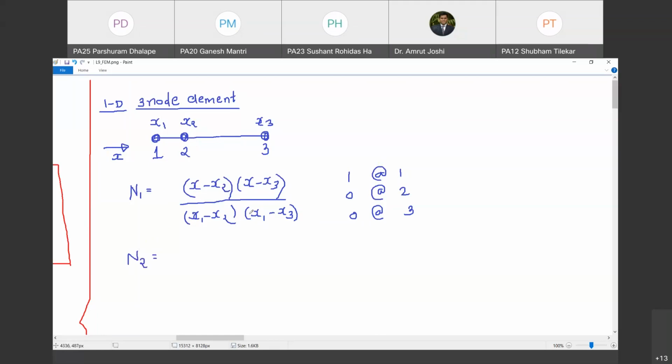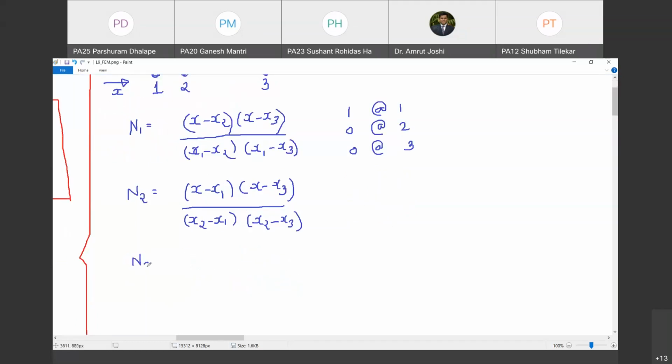Now I am not going to write all this. I want n2 to be 0 at 1. So what should I have? X minus x1. Naturally, I want n2 to be 0 at 3. So what do I want? X minus x3. You have to think of these conditions in your mind. And I want it to be equal to 1 at 2. So what will I have to do? I will have to divide by x2 minus x1 and x2 minus x3. Do you agree with me? This is n2. Yes. Can you tell me what is the value of n3?